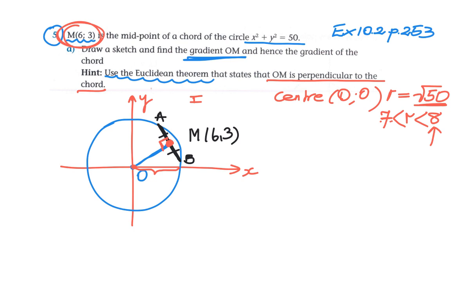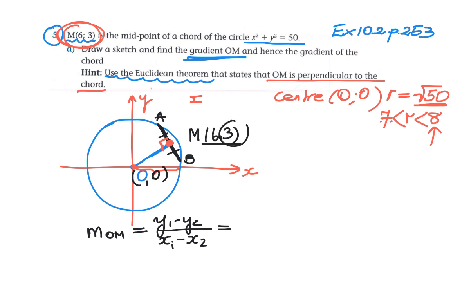So how can I find the gradient of the line OM? Well, that should be simple, boys, because it's change in y over change in x between 2 points, 0, 0 and 6, 3. So change in y is 3 minus 0. Change in x is 6 minus 0. So the gradient of OM is a half.